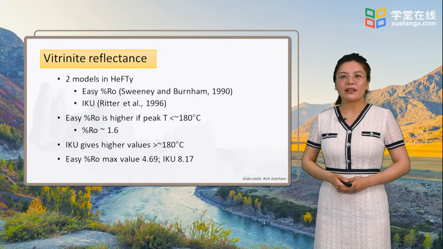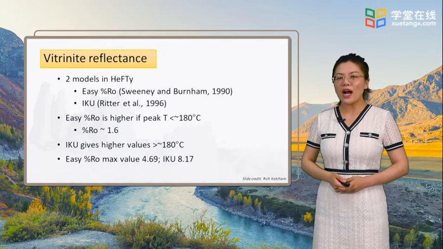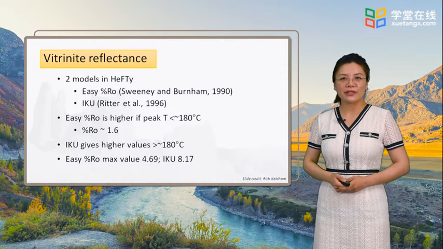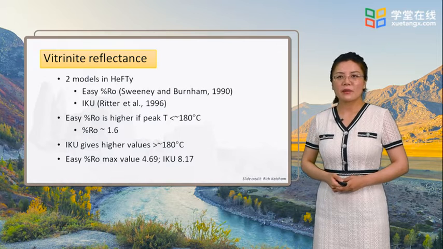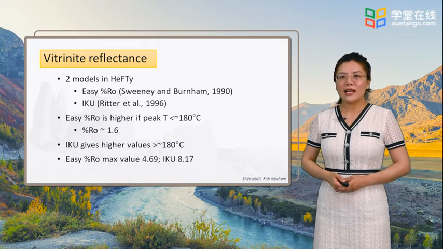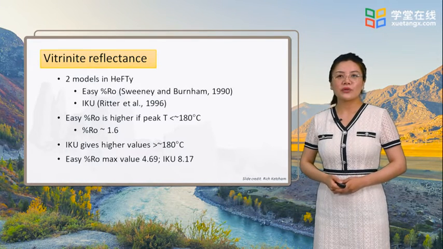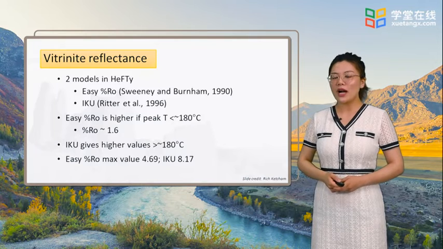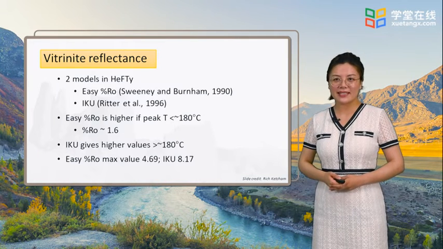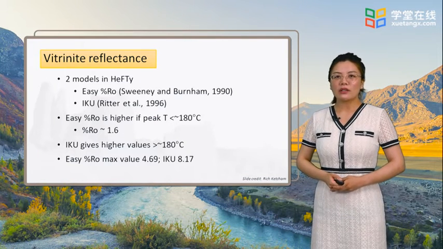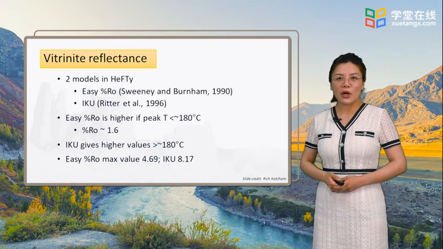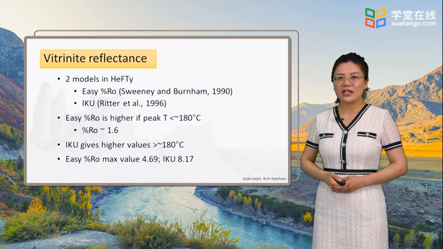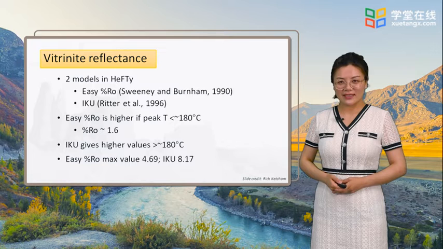EZRO is higher if peak temperature is below 180 degrees centigrade, where the percentage of vitrinite reflectance is about 1.6, and IKU will give higher values when temperatures are above 180 degrees centigrade. EZRO model allows a maximum value of 4.69, whereas IKU max value is 8.17.